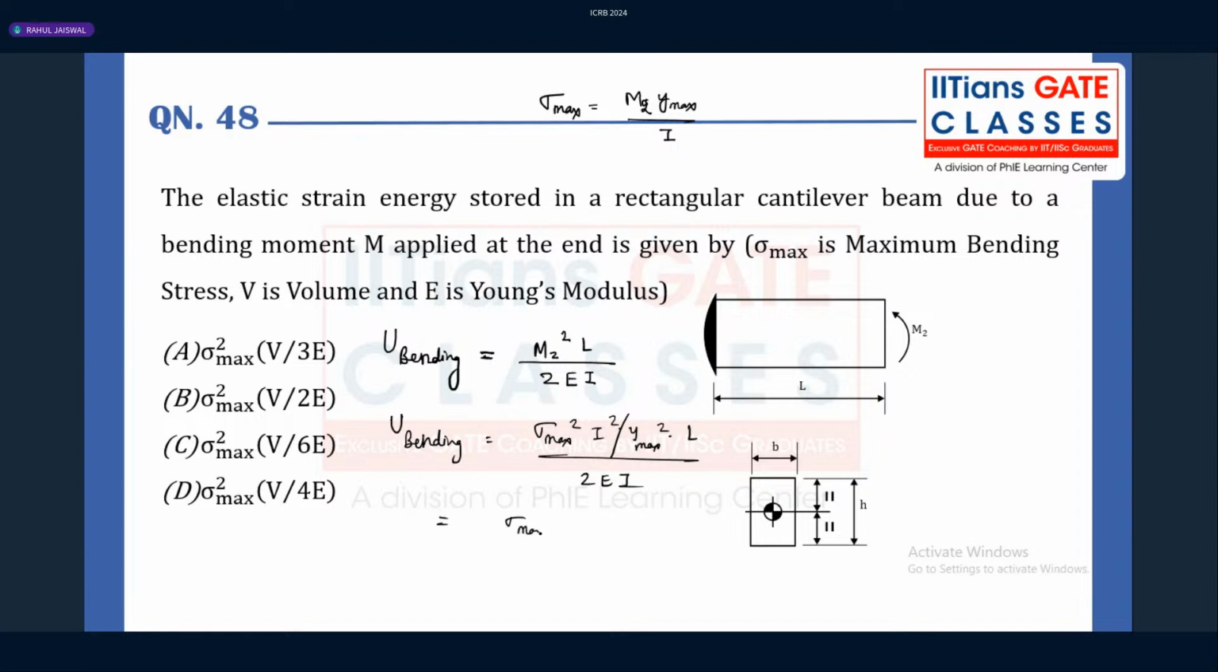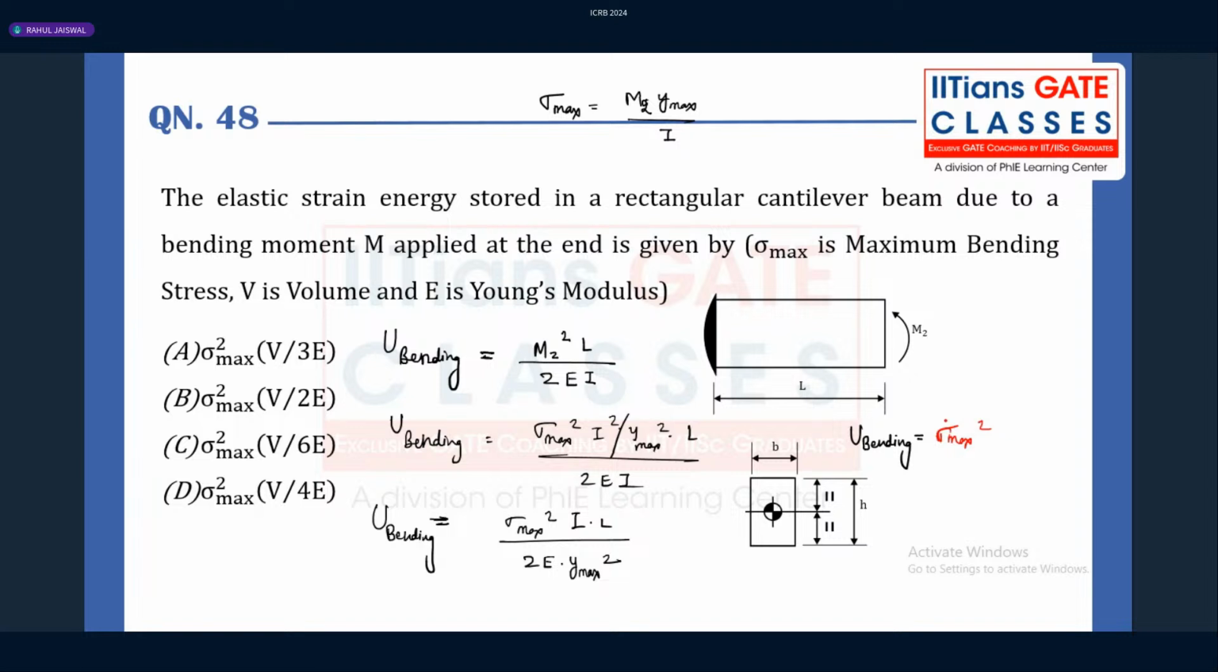Now what is the formula, guys? Sigma max square, I square will cancel out, so it will be I only into L divided by 2E. Now we need to put the values, guys. Sigma max square. See, a direct formula will not be given in the problem. You have to put some effort. You just need to solve 2, 3 more steps in the examinations, right?